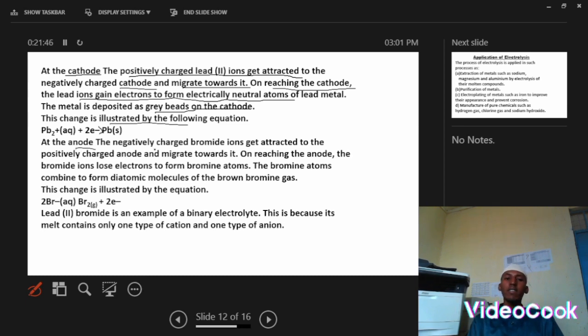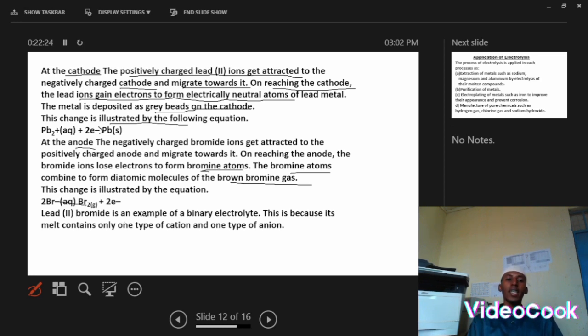At the anode, the negatively charged bromide ions get attracted to the positively charged anode and migrate toward it. On reaching the anode, the bromide ion loses electrons to form a bromine atom. The bromine atoms combine to form a diatomic molecule of brown bromine gas. Remember, all halogens are diatomic molecules. And here we have the equation: bromide ions become bromine gas, diatomic.